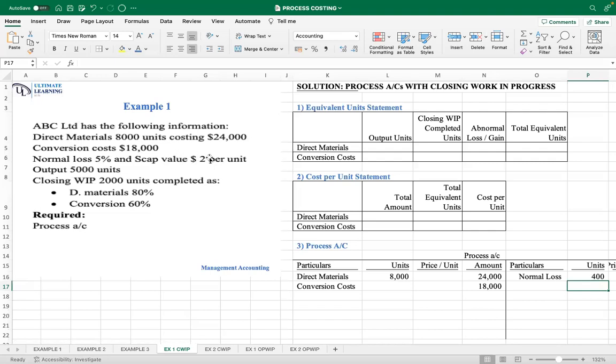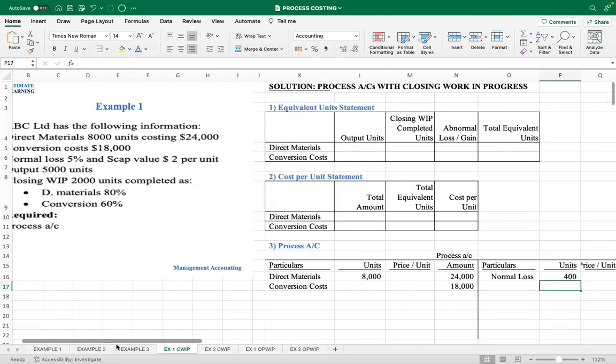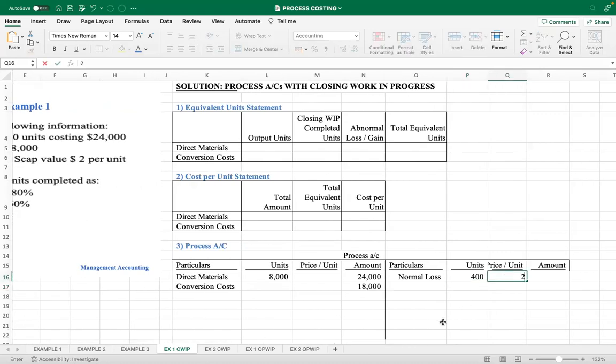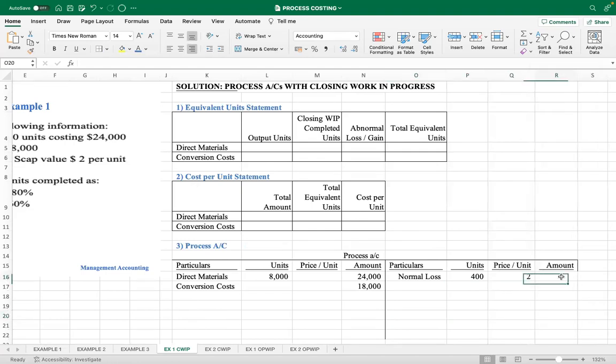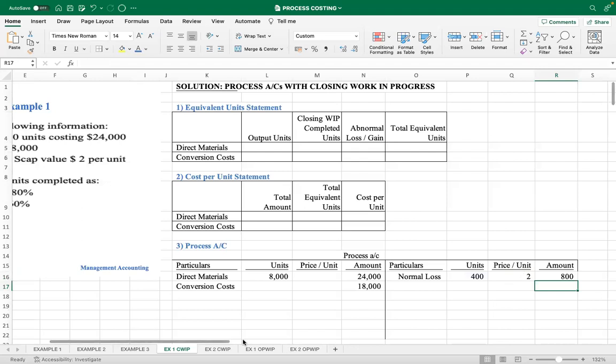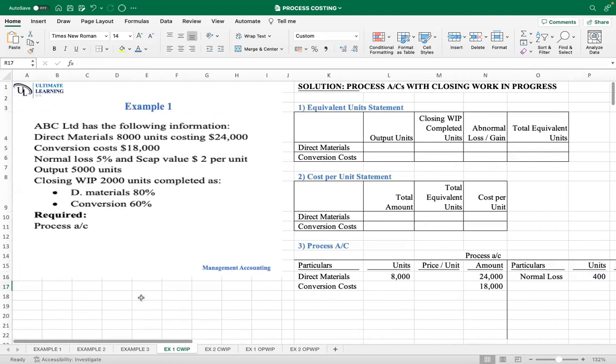And the scrap price is 2. Scrap price is the price that is used to value the normal loss. So what will be the normal loss amount? Normal loss amount will be 400 times 2. 400 times 2 is 800.